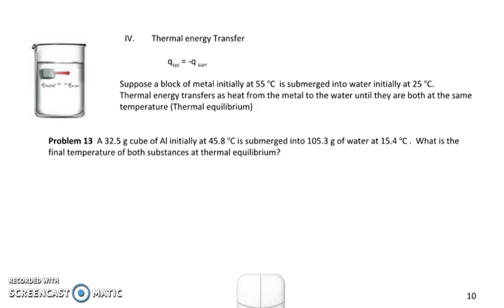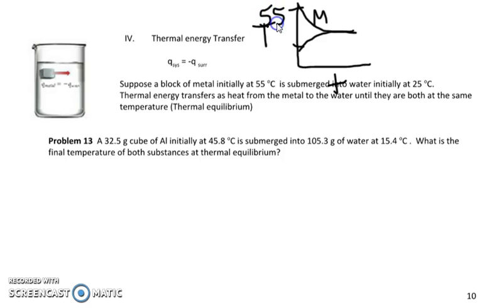Let me show you something here. I'm going to draw a little graph, and this would be temperature, and this is time. What happens to my metal block? It starts off at 55, and it's going to do something like this. Here I'll put a little M for metal. And here's my water. It starts off at 25, and it's going to go up until they both are at the same temperature. As time goes on, they end up at the same temperature, and that's your T final.